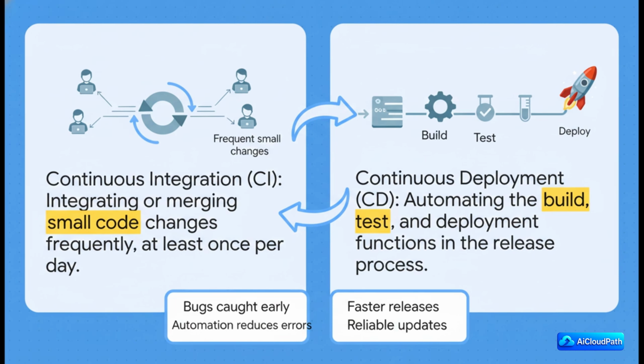This is all about developers constantly merging small code changes into one shared place. Then on the right, you have continuous deployment, the CD part. This is where the magic happens, automatically building, testing, and deploying that code. They really are two halves of one very powerful idea.